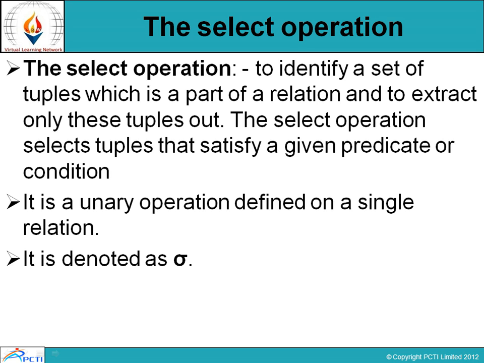Here the select operation takes out the particular rows which satisfy the given predicate or the condition given by the user. It is a unary operation, as I already told you, because we apply it on a single relation. This select operation is represented by the symbol known as sigma.